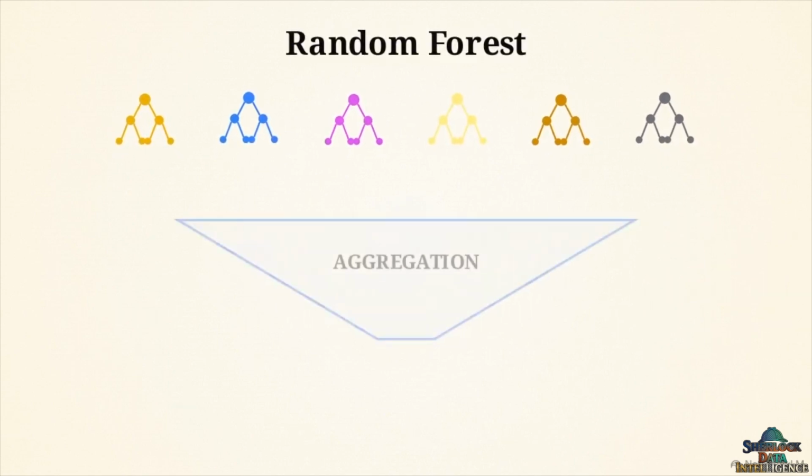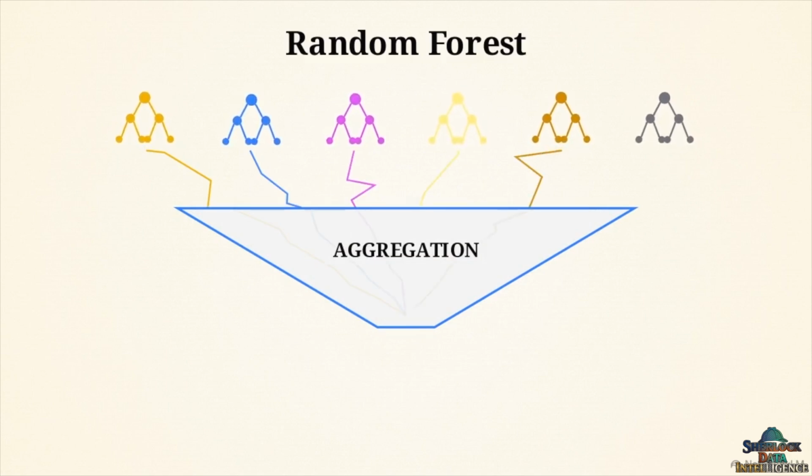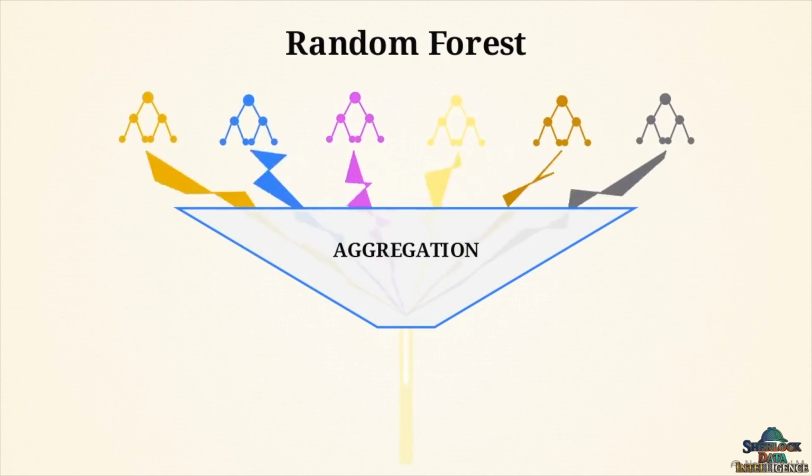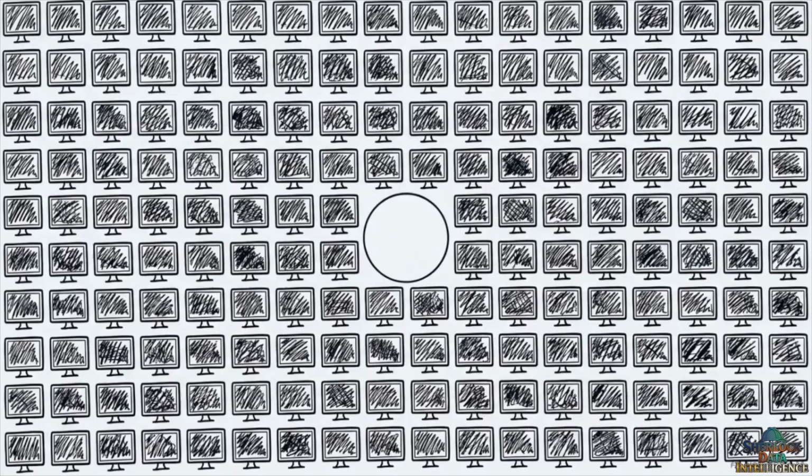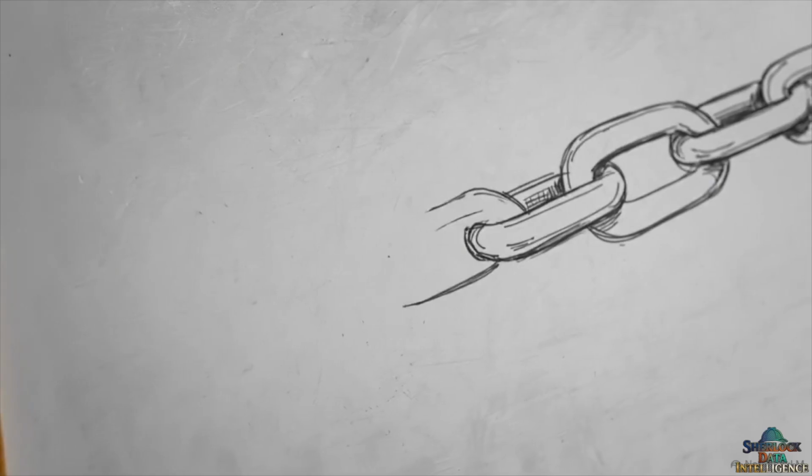To get the final answer, the system simply takes all the predictions from those noisy, chaotic trees and averages them together. By averaging a large number of independent, flawed models, the random noise cancels itself out, leaving a single, stable consensus. The second architecture is called boosting.